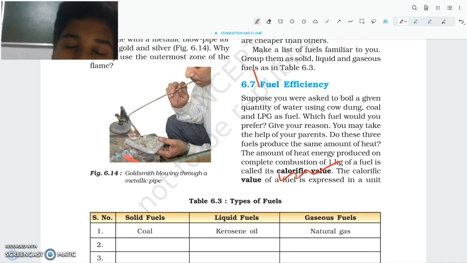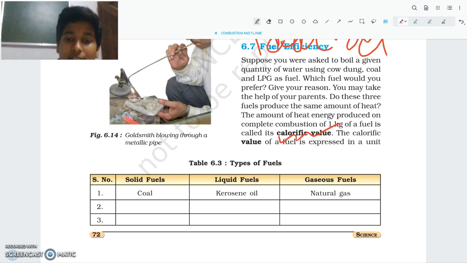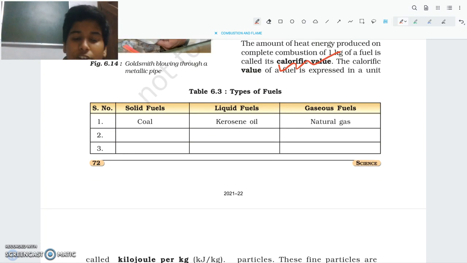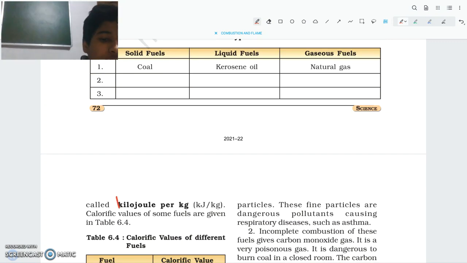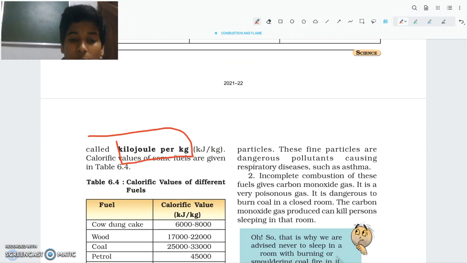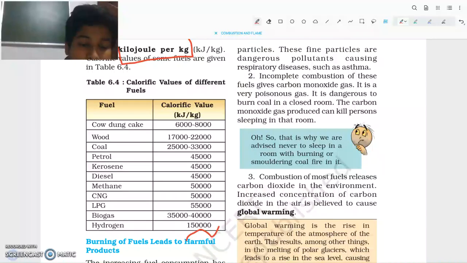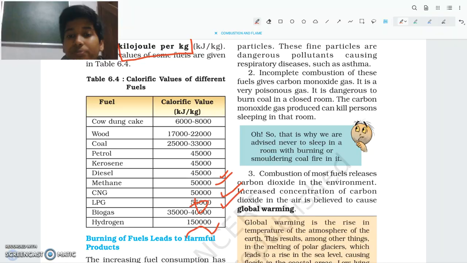The fuel should be an ideal fuel. By ideal fuel I mean that it should be easily used, and it is better for transportation. It leaves lesser residue, and like that. So for calorific value, the main SI unit is kilojoule per kilogram. And here is the list: hydrogen is 150,000, and around 50,000 for diesel, methane, CNG, and LPG. It is mostly 55,000, and sometimes it is 50,000 too.